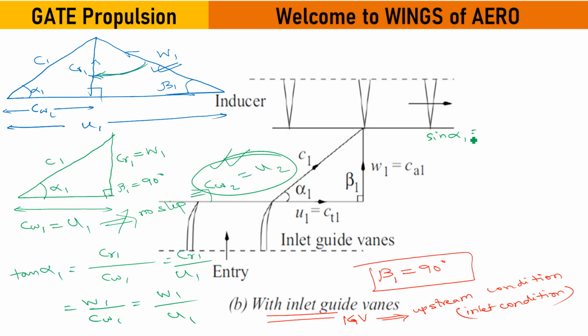Sin alpha 1, what are the things you can write? Height by hypotenuse. So CR1 or W1 by hypotenuse, which is C1. Cos alpha 1, what can you write? Base by hypotenuse. So CW1 or U1 by C1. So based on the given data, similar kinds of problems can be asked from here.